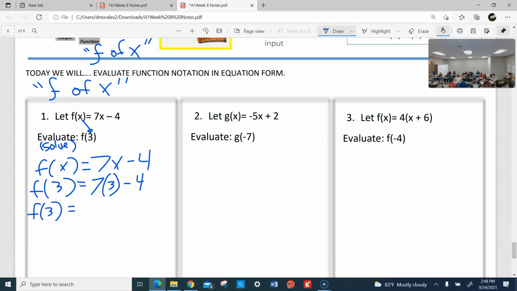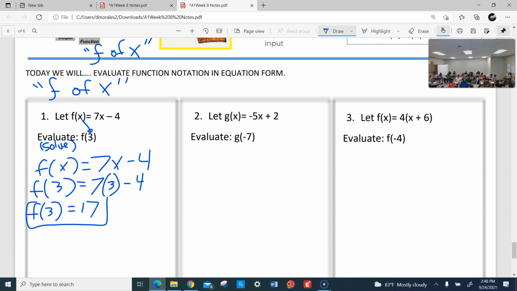And please verify with your calculator because third period kept giving me the wrong answer, and they were so passionate about the wrong answer. 17. Thank you for not doing what third period did. They kept saying 18 over and over again, and they were just adamant it was 18. I think they had their pre-lunch brains going on.